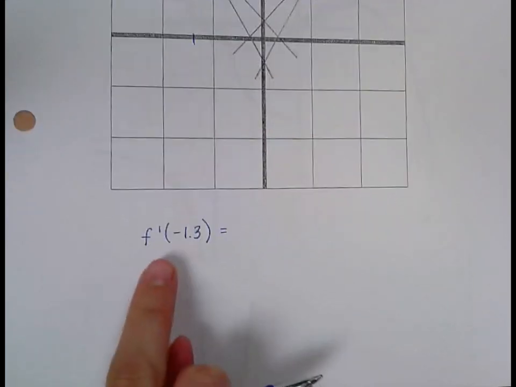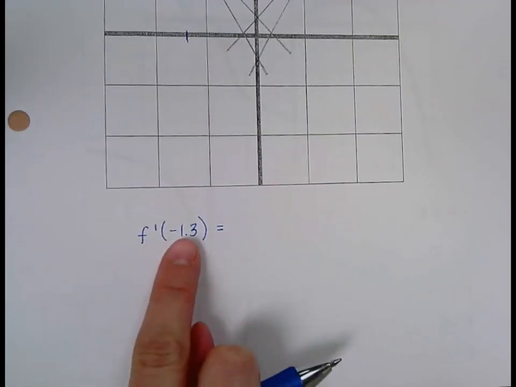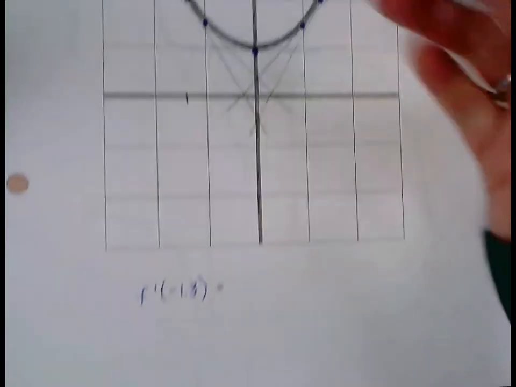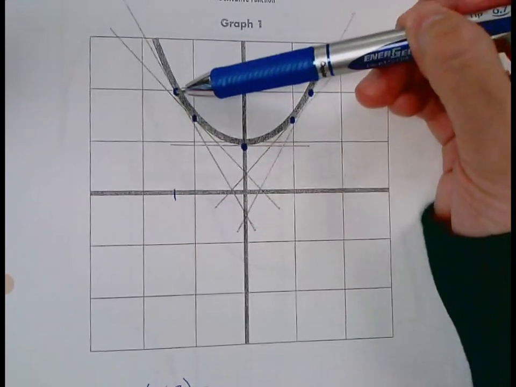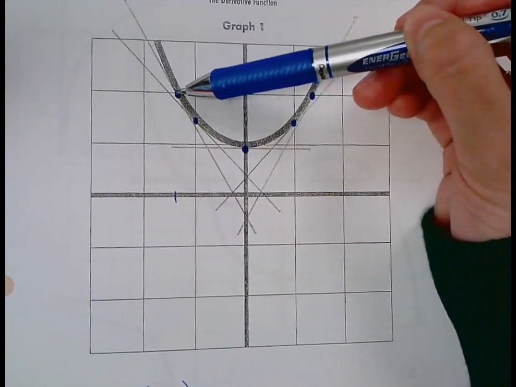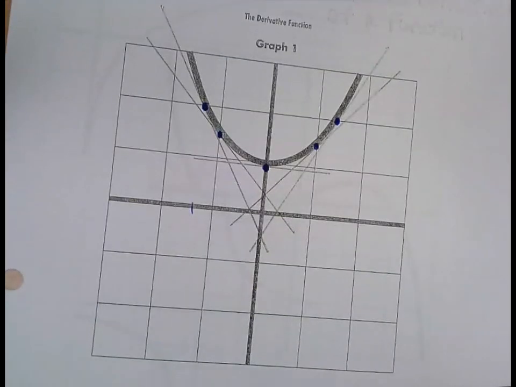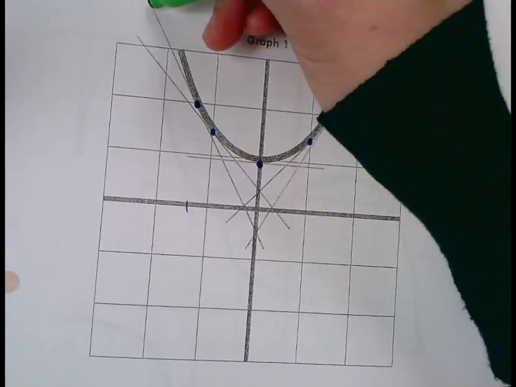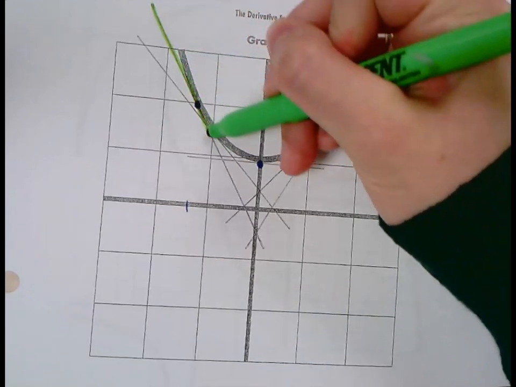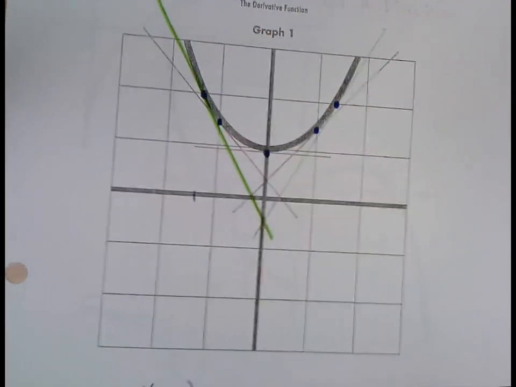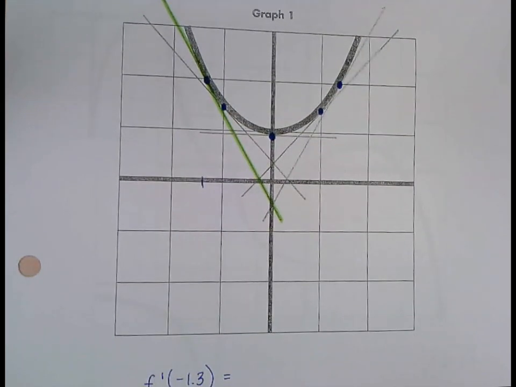So to find the derivative f prime at the x value negative 1.3 approximately, that would be the slope of the tangent line to the curve at that point. And that is this line that I had already included for you. So you're trying to approximate what the rise over the run of that line would be.